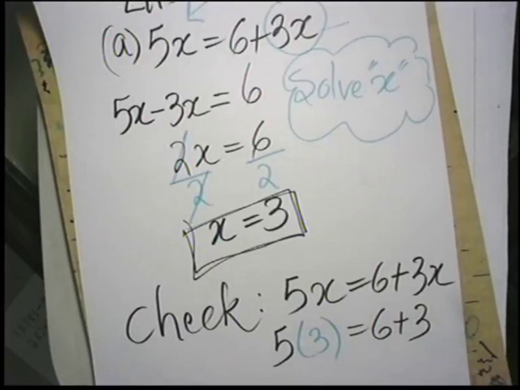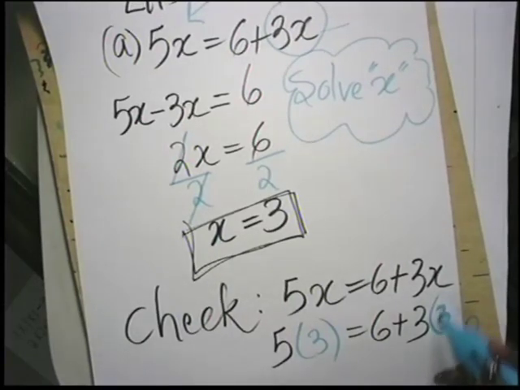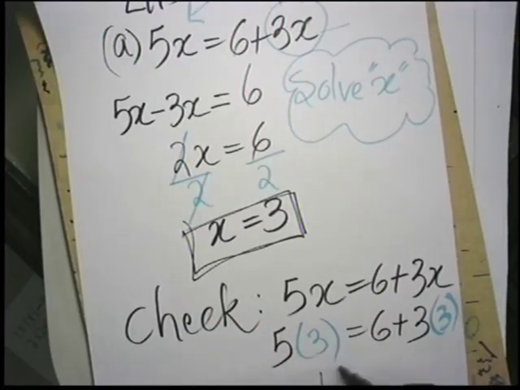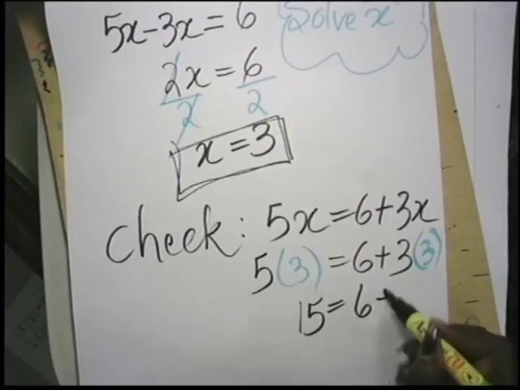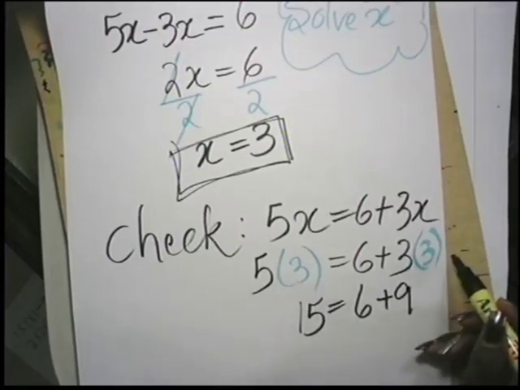Is equals to 6 plus 3. What is the value of x? It is 3. Yes. 5 times 3 is 15. Yes. 6 plus 9, because 3 times 3 is 9.